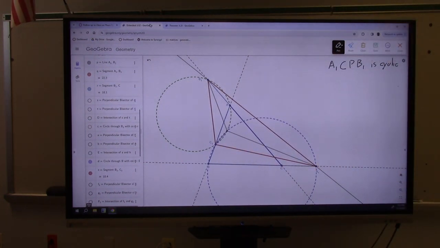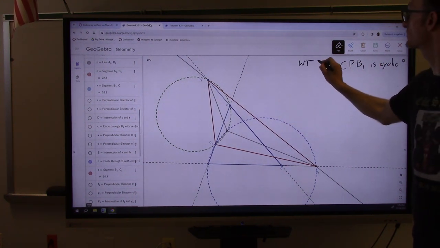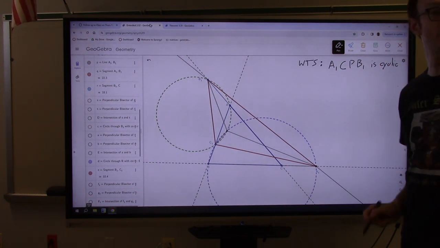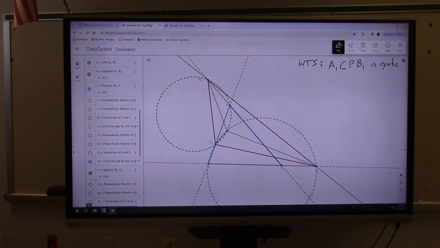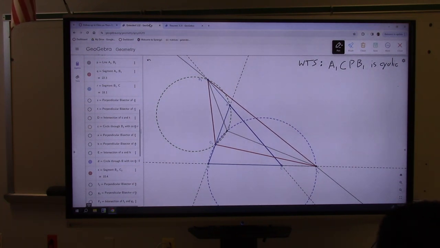Okay, why is it cyclic? This is to be shown, right? This is what we need to show to complete the proof for this particular configuration. The thing to be shown is that the third circle also passes through P. It also takes some effort even just to realize what it is that you're trying to prove. That this particular quadrilateral is cyclic is what is to be proved.